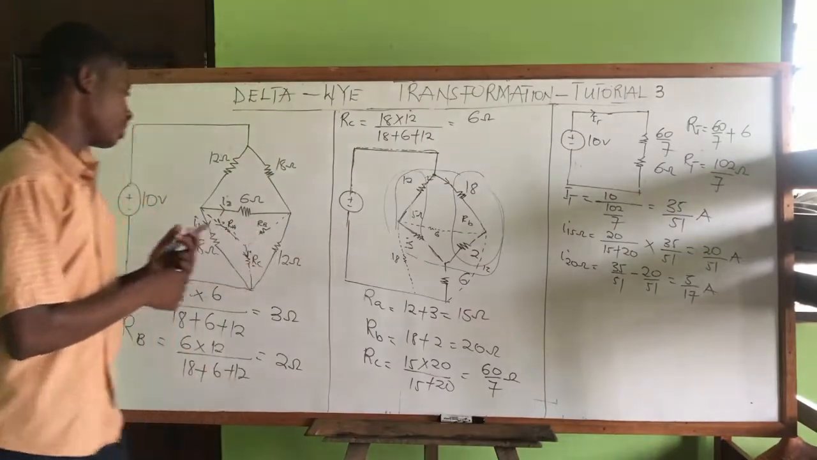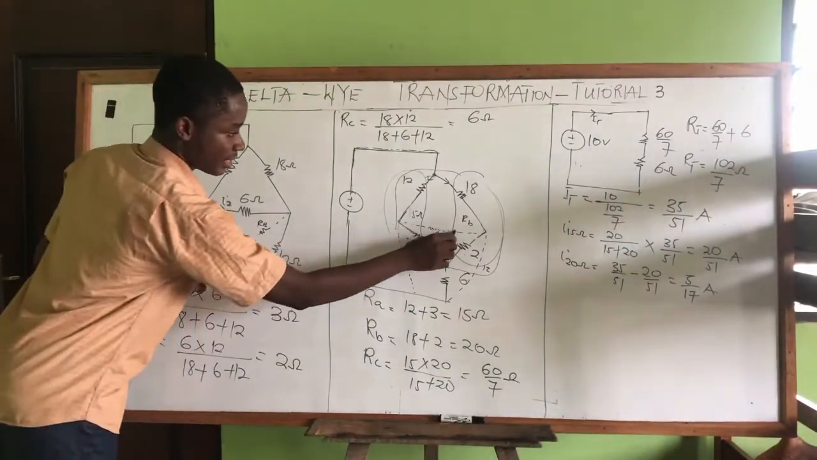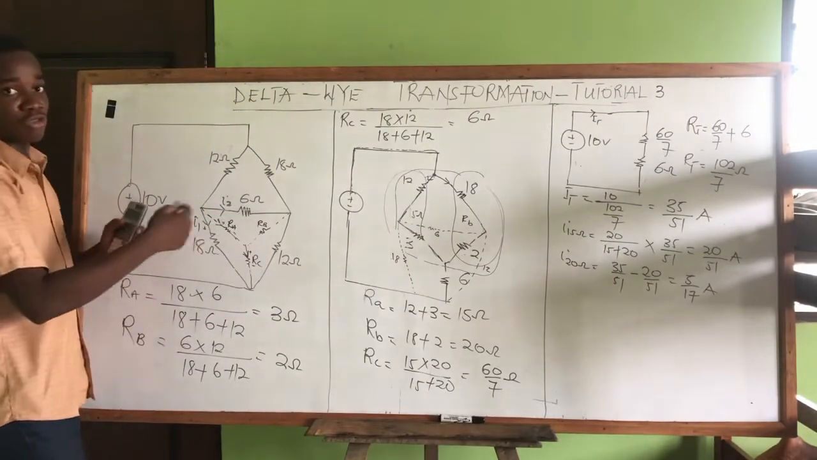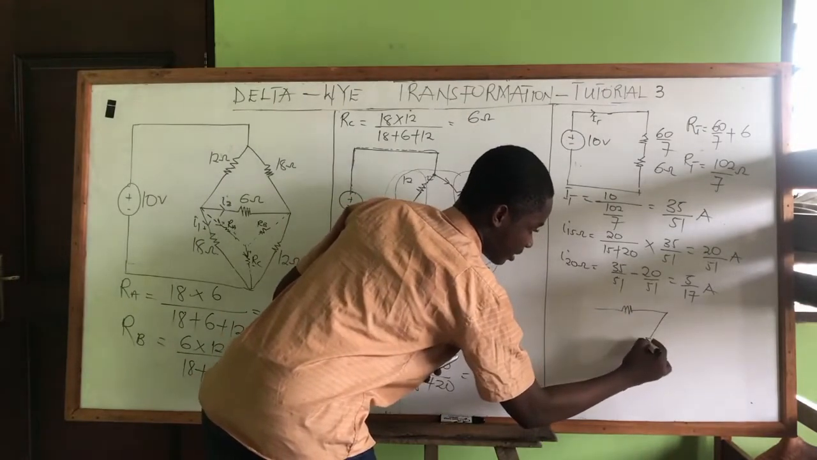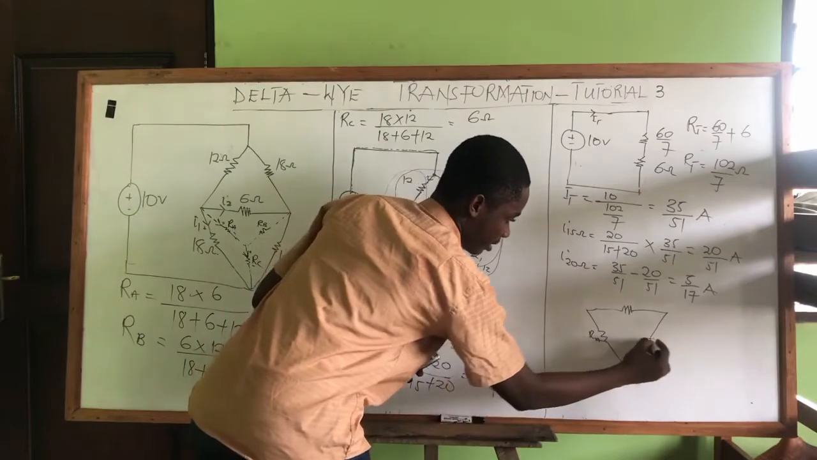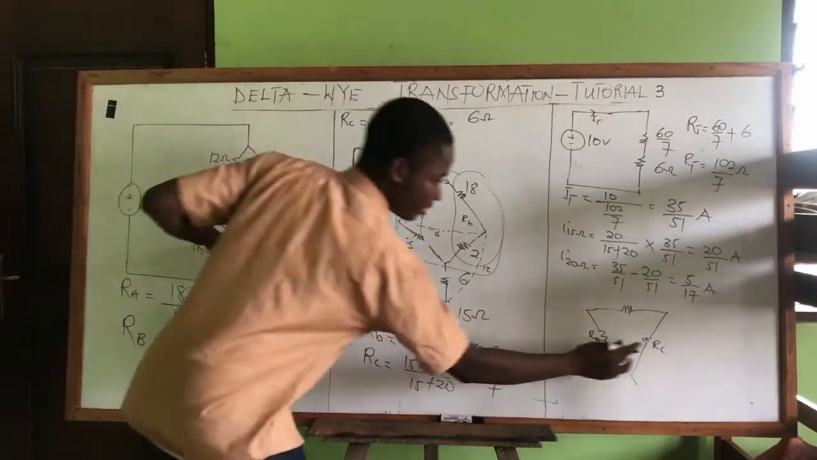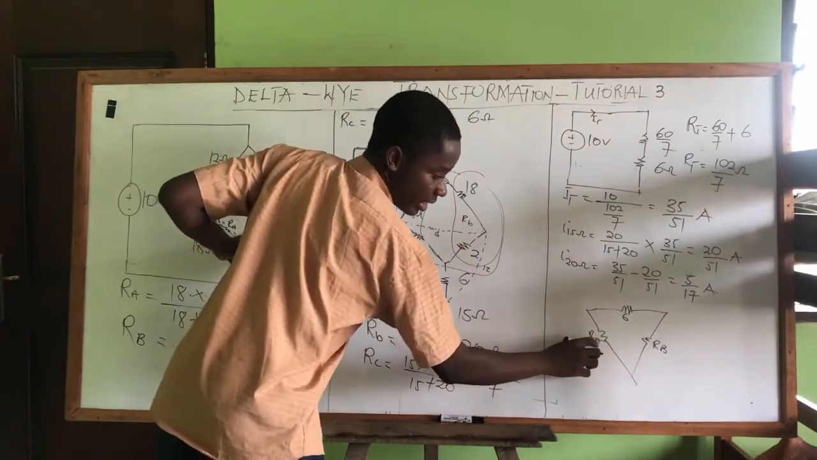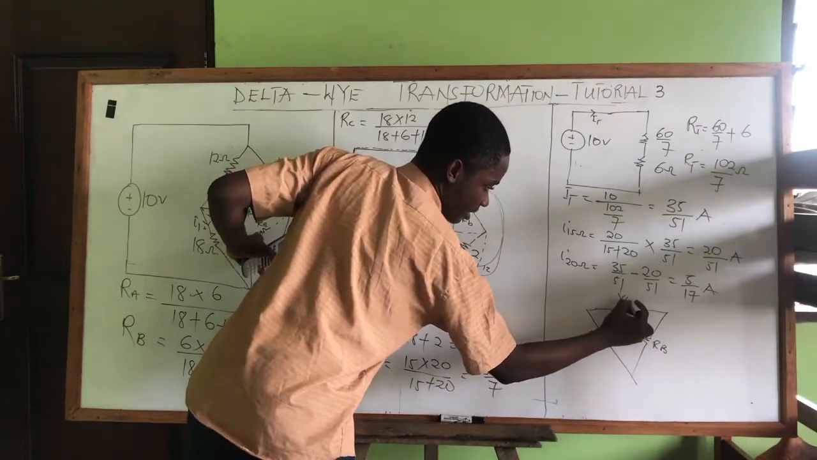Let's see something. Let's take this loop here: the source, the 3 and 2. The source, RA and RB are also forming a loop, right? So like we did for the other one, I have this. This is RA, this is RB, and this is the source. Let's say there is a voltage here, VA, VB. Let's call this one V source.